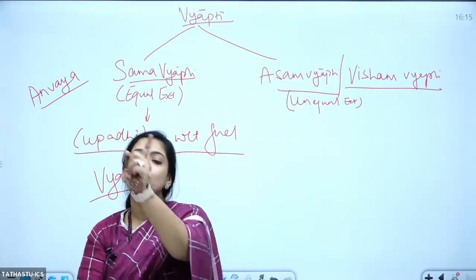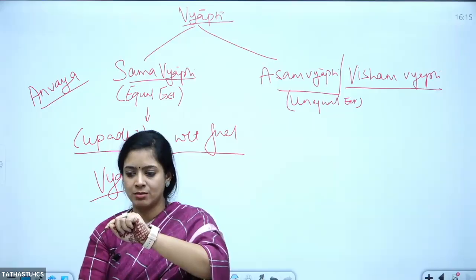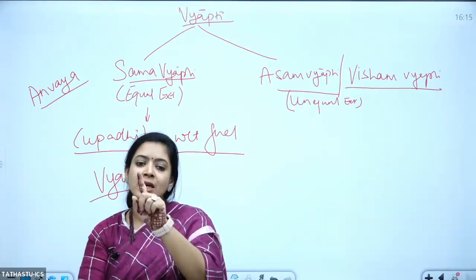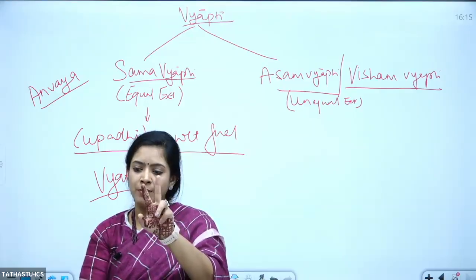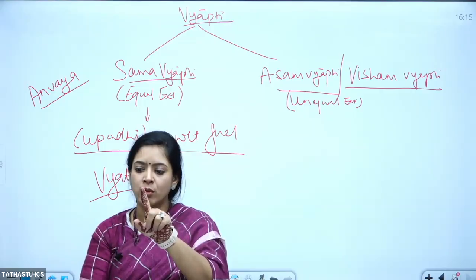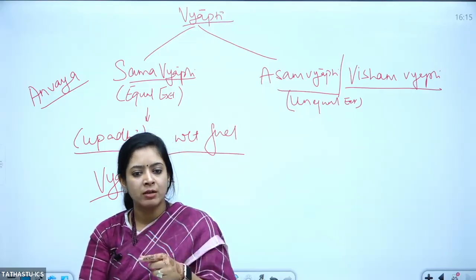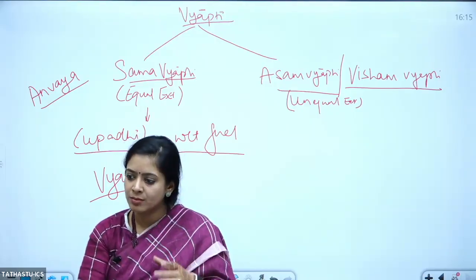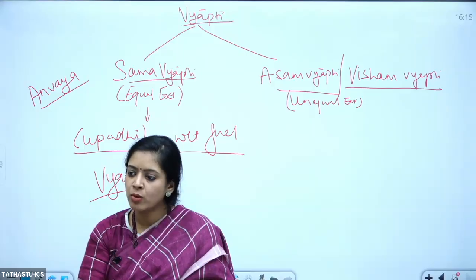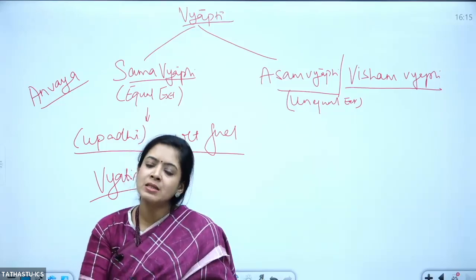It's about finding the contrary instance. It is about condition. Like the condition for the fire and smoke vyapti is wet fuel. If the fuel is not wet, there will be no smoke. So it is the condition. Wet fuel. Vyabhichar means again.